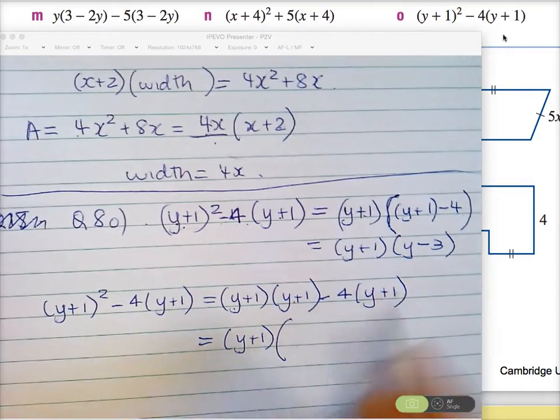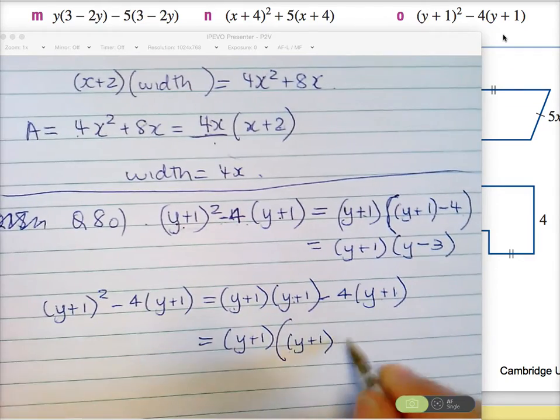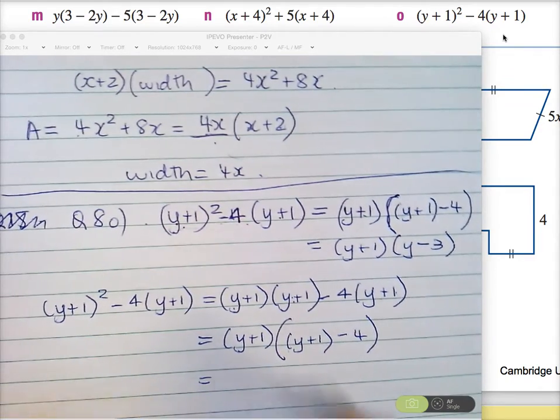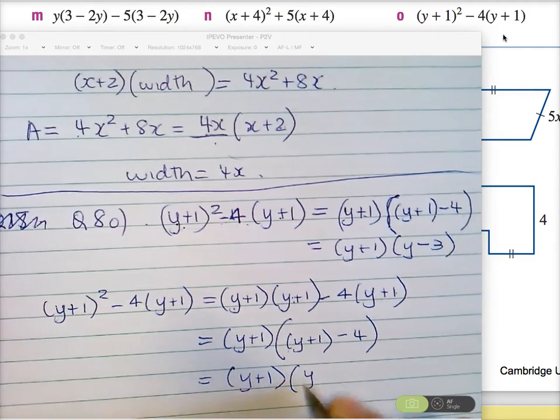What's left over? So that's a common factor. There's still another y plus 1 left over in the first term. Then we've got minus 4 in the second. Which is y plus 1. y plus 1 minus 4 is y minus 3.